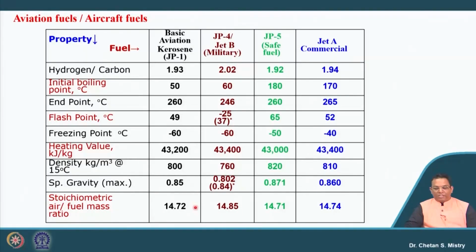In this case, if we compare the stoichiometric air-fuel ratio, it is almost the same. But the properties we need to understand are the flash point and the boiling point. At the same time, there is not much variation in heating value. These are all the properties demanded by the aircraft and the combustion chamber.